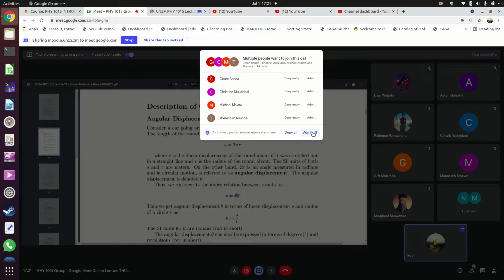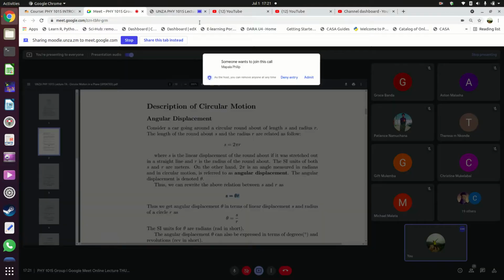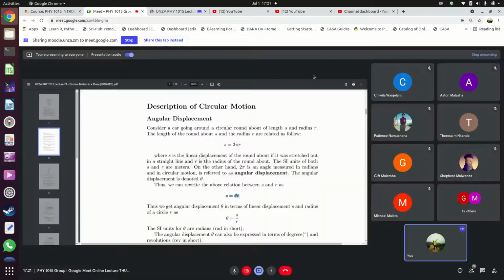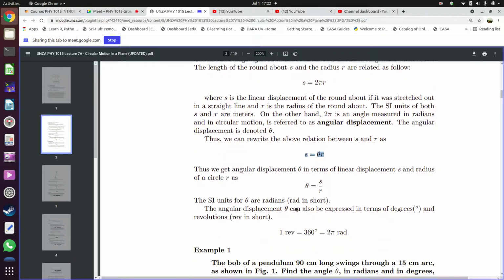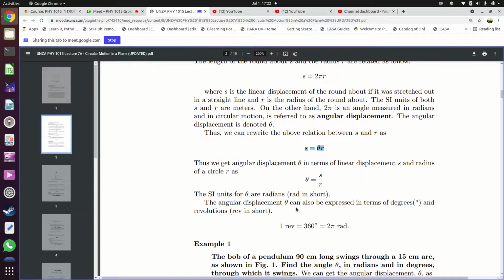Are we clear? With this relationship, this is a starting point. The distance of a circle, or the distance through which an object moves in a circular path, is equal to theta, which is the angular displacement, multiplied by r, which is the radius of that circular path. This theta is measured in radians, and 2 pi radians is equivalent to 360 degrees.